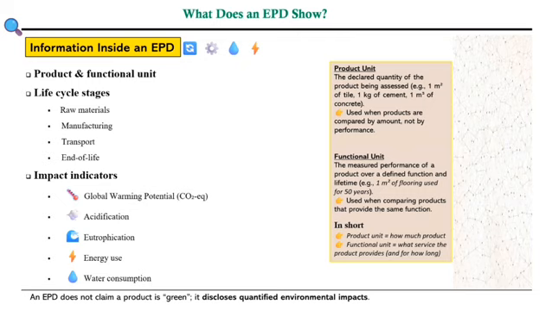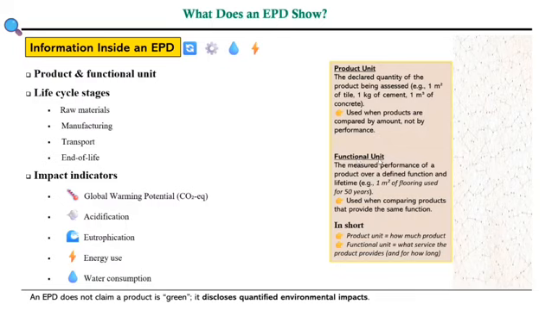1 kilogram or a quantity of anything. Like concrete, if they assess or investigate 1 meter cube, concrete is in meter cube. But for example, anything like concrete walls, they assess a piece of wall for 1 meter square, or tile, so they will include an EPD for that. So 1 meter square of tile, or 1 kilogram of cement, or 1 meter cube of concrete. It is used when products are compared by amount, not by performance.